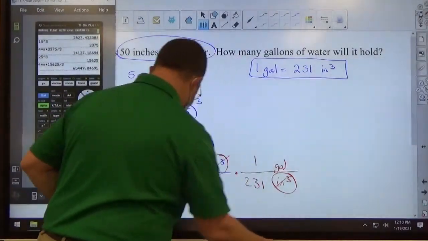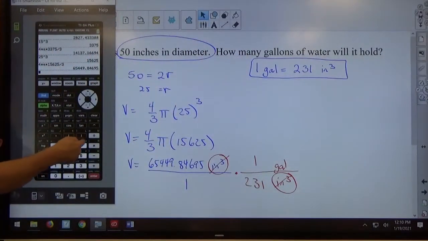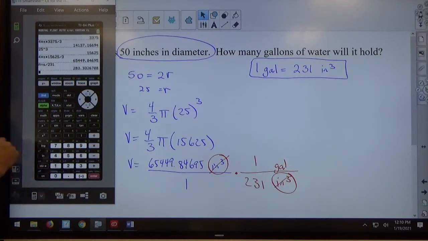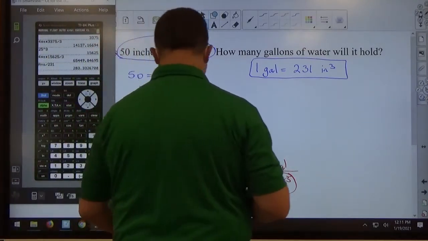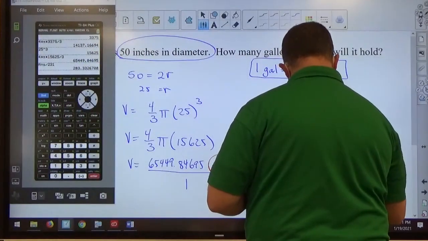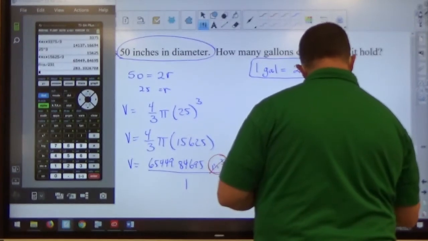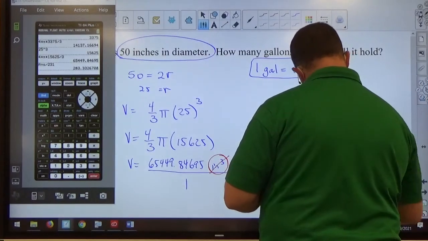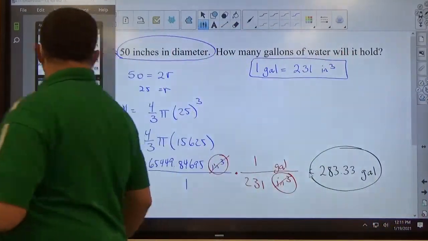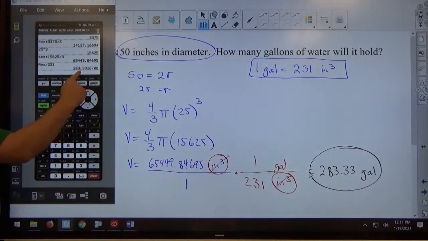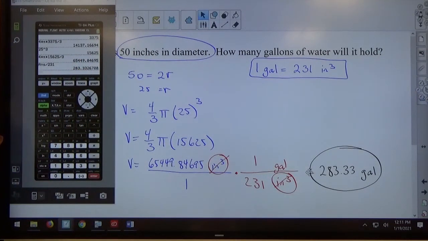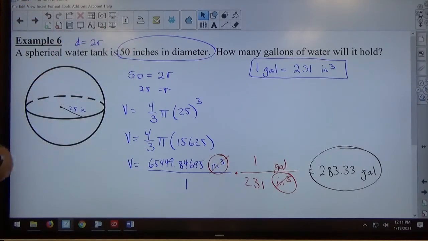The last number on my calculator is the number that was there. So if I just hit divided by 231, it takes the previous answer divided by 231 and gives me just what I'm looking for. So 283.33 gallons. Rounding to a couple decimal places, 283.33. The 3 does not make the 3 get any bigger, so we're going to keep it at 3. Again, there's no specification for rounding, so a couple decimal places is fine.